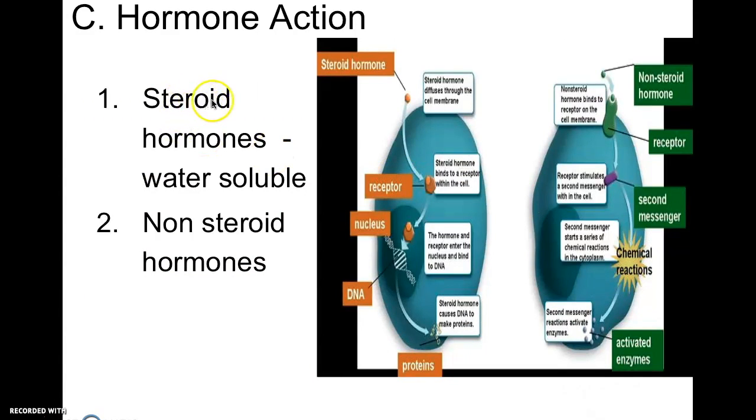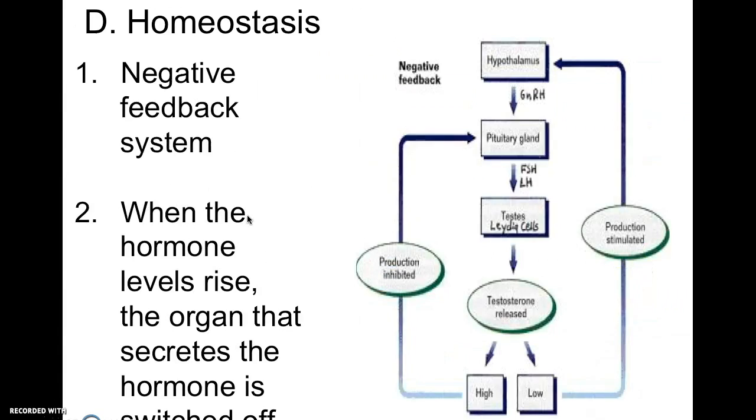You have steroid and non-steroid hormones. You don't really know much about this. I don't even know if it's on your guided notes, but you do have two different types of hormone: a steroid hormone and a non-steroid hormone. Really the difference is in how it attaches to the receptor, but you don't have to worry about that.